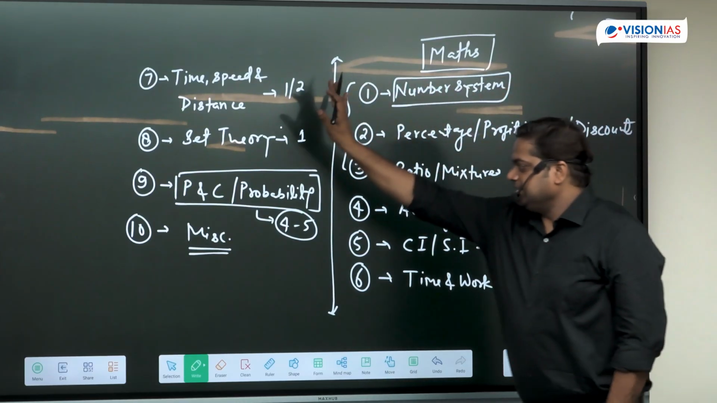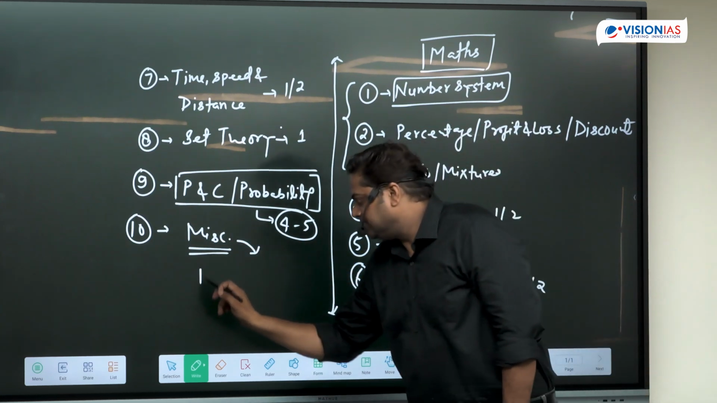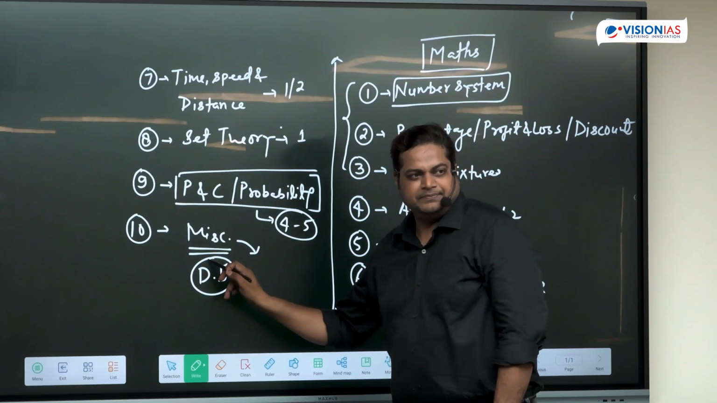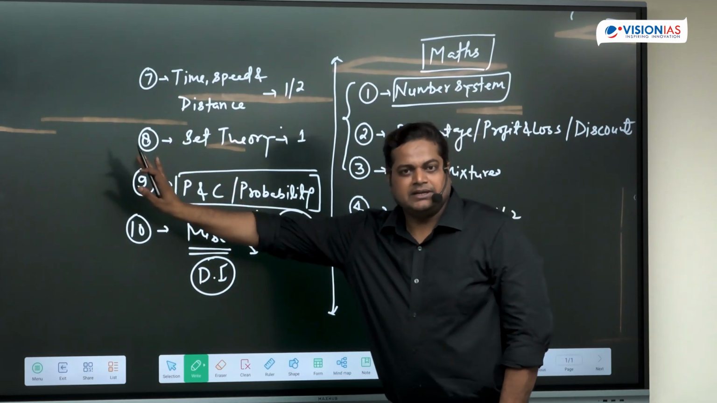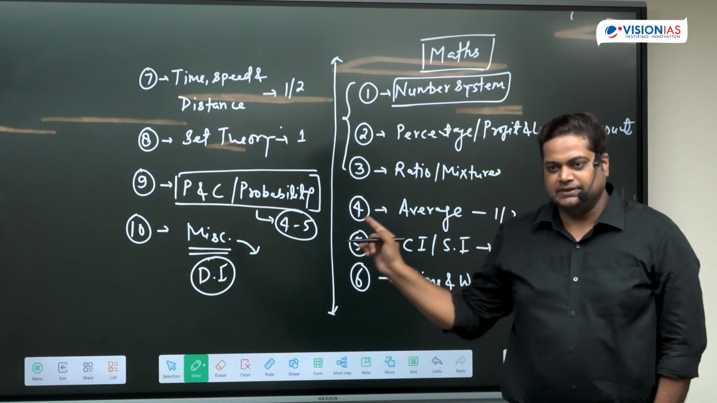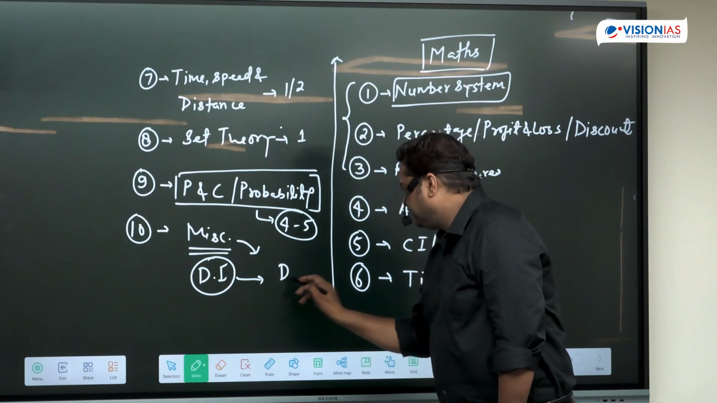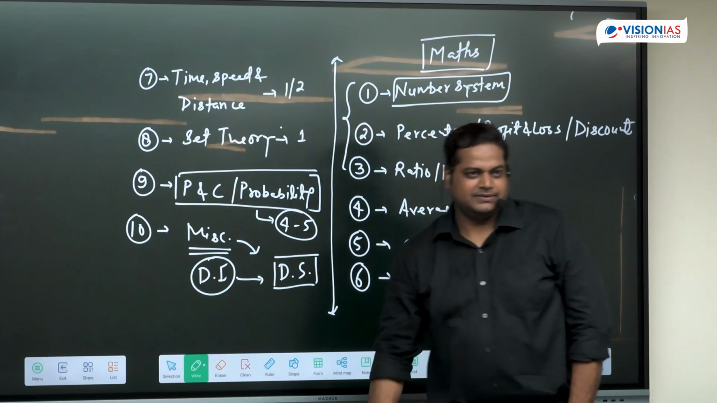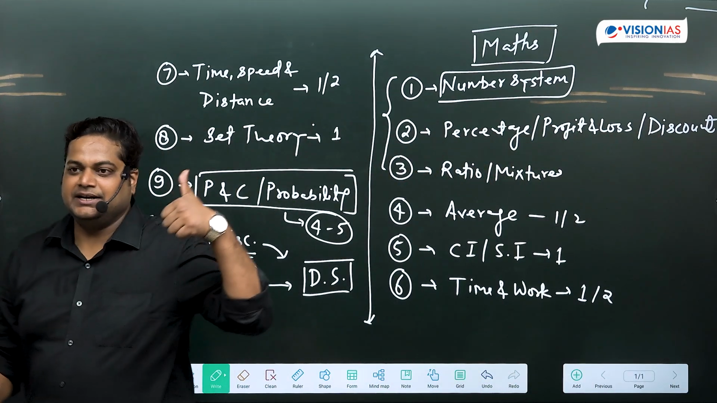And in the miscellaneous part, earlier UPSC was asking questions from data interpretation. Like a pie diagram, a bar diagram, a histogram, a line diagram, and they were asking questions on it. But now they have switched to the data sufficiency part, whether data is sufficient or not. So in the last 3-4 years, they have started asking questions on data sufficiency.